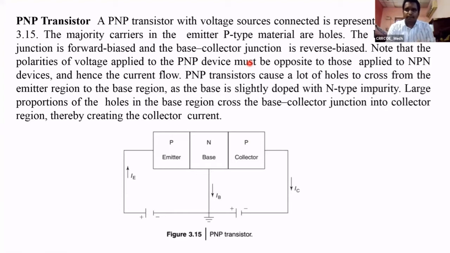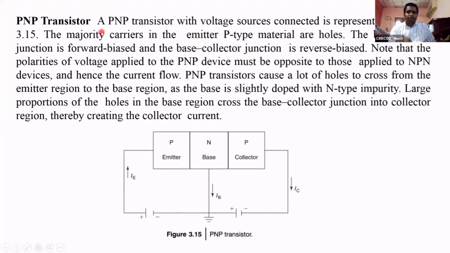We mostly use the transistor in the cutoff region and active region only. The active region acts as an amplifier, as I showed in the previous video. And if we connect it in reverse bias, meaning the cutoff region, it acts as a switch. Next one is the PNP transistor.